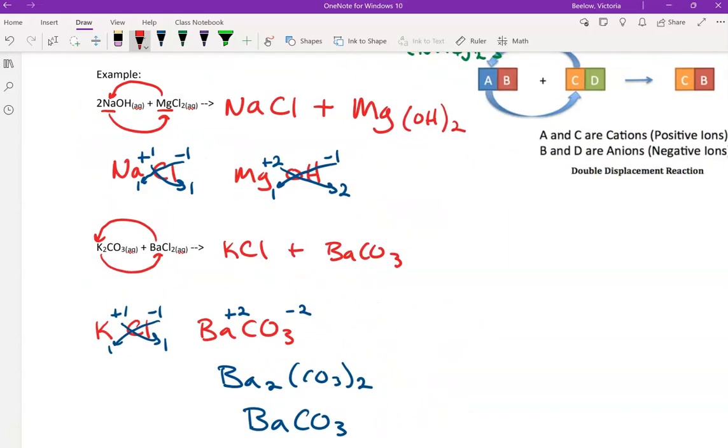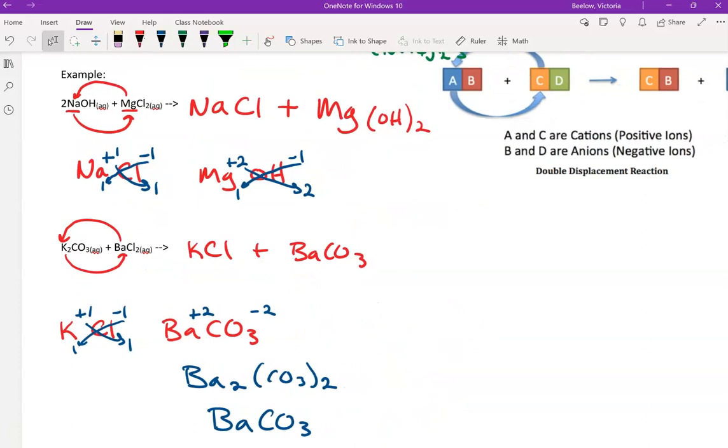And then when it comes to balancing, you just have to make sure you have the same number of each element on either side. So I will make one more video to go over balancing chemical equations.